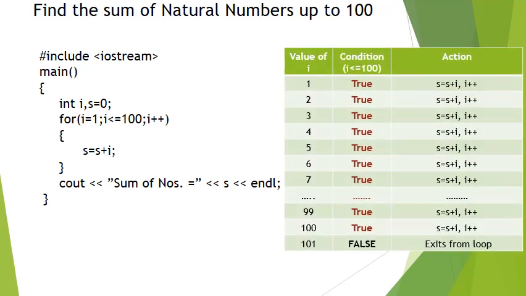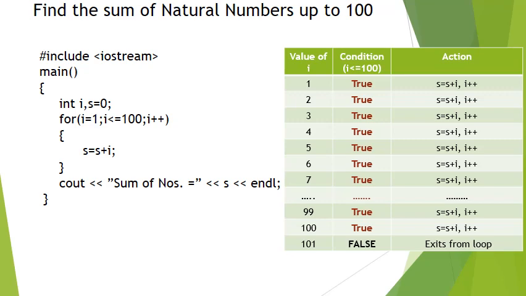Now we can see how the for loop works. The initial value of i is 1. So it will check the condition i less than or equal to 100. That is, 1 less than or equal to 100. The condition is true. So s is added with i. And now it will increment the value of i by 1. Now i becomes 2. Again it will check 2 less than or equal to 100. Yes, the condition is true. The i value is added to s and i is again incremented. i is now 3.